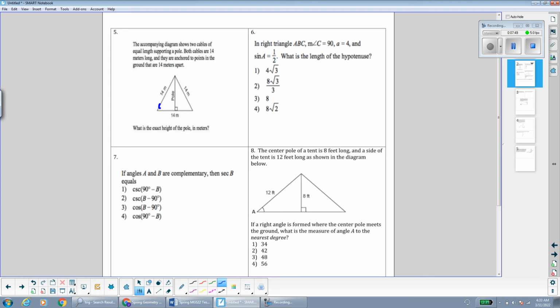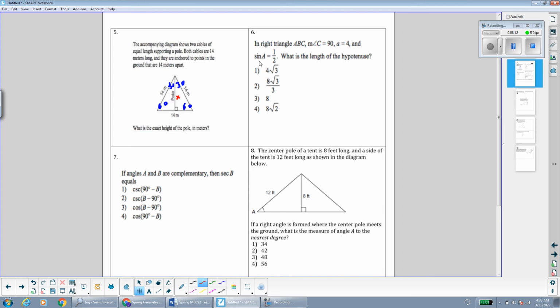So we have 60, 60, and this whole angle is 60 at the top. And it's being broken in half because we do have an equilateral triangle. So that's 30 and 30. So we have a 30, 60, 90 triangle. And we're trying to find the height of the pole. So I'm going to label that as x.